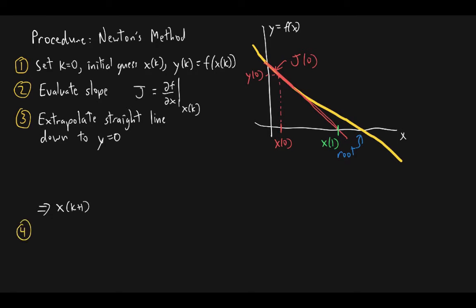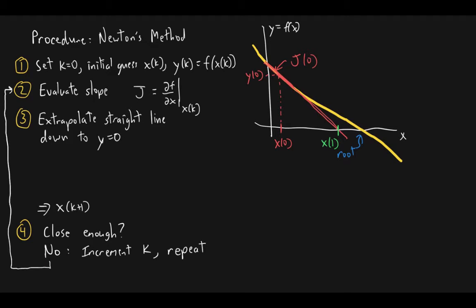The fourth step is to test whether the candidate root location, x of k plus 1, is considered close enough. If not, then increment k and repeat the procedure starting from step 2. If it is close enough, then we can end the steps of the procedure. Here I'm going to draw in a few additional values, x of 1, y of 1, evaluation of the slope, extrapolation to x of 2, y of 2, and so on, just to show the procedure getting closer and closer to the actual root.